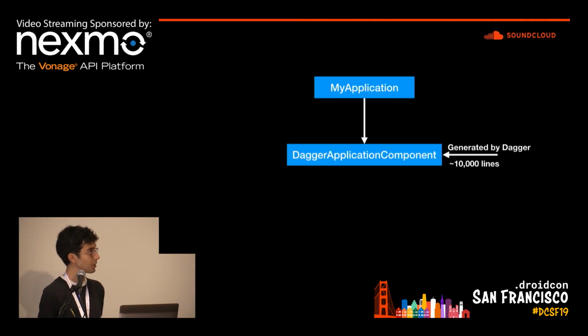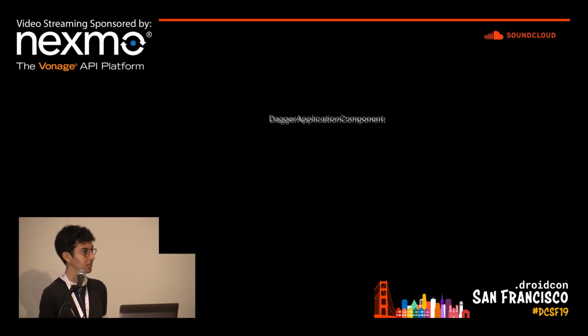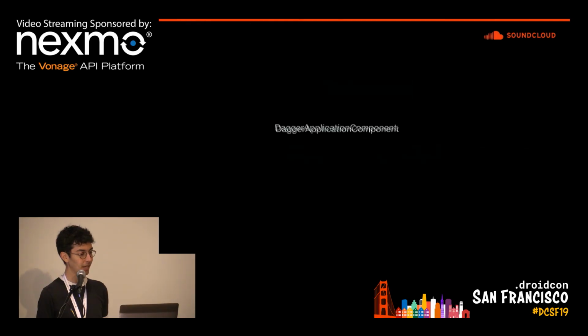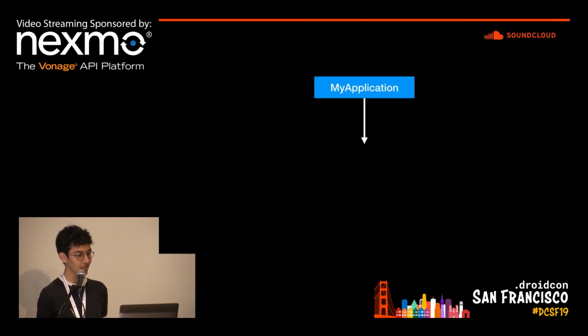And that Dagger application component you see there is this massive, massive class. In our case, it's over 10,000 lines. On the next slide, you'll see a little bit of what that looks like. It's really, really long. And generating all that code takes time. And that's why Dagger is slow at compile time.